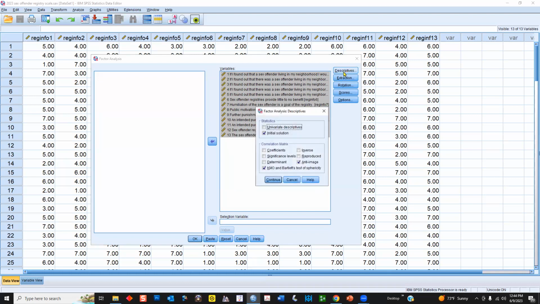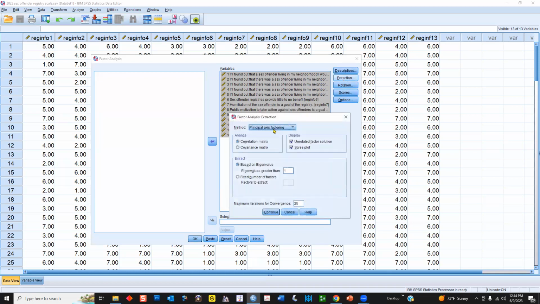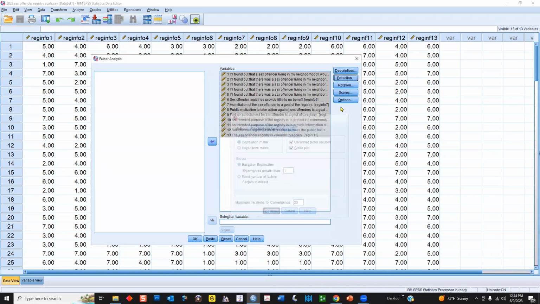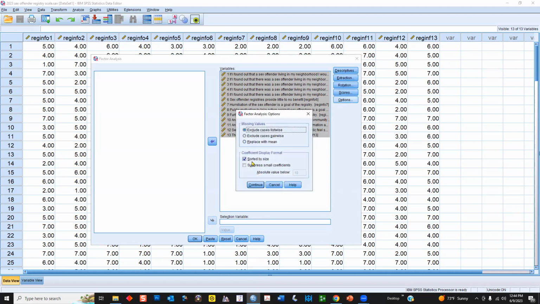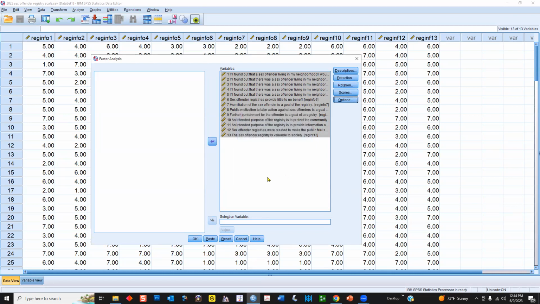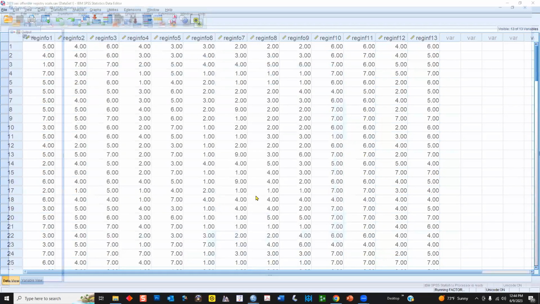So just to recap, descriptives, we do these two, the KMO and anti-image. In extraction, we change it to principal axis factoring, check the scree plot. In rotation, we put it on direct Oblimin. And then in options, we check the sorted by size. So we've got about 5 or 6 different toggles that we need to either change or activate. Hit continue, and we have our results.